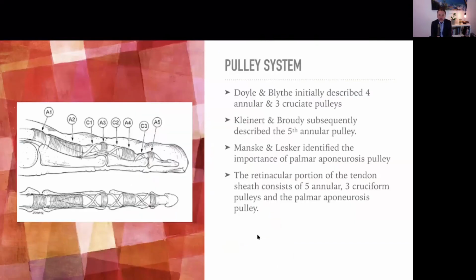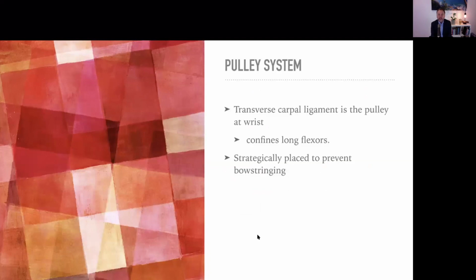The pulleys are extremely important to prevent bowstringing in the digit. They're condensations of the sheath consisting of the cruciform and annular pulleys, and there's 5 of them. Well, originally there were 4 annular pulleys described, but there was later by Kleinert and Brody a 5th pulley distally described. And we won't forget that the final pulley in the palm is the transverse carpal ligament. So sitting down in the palm, the transverse carpal ligament confines the long flexors there as the final pulley, preventing bowstringing.